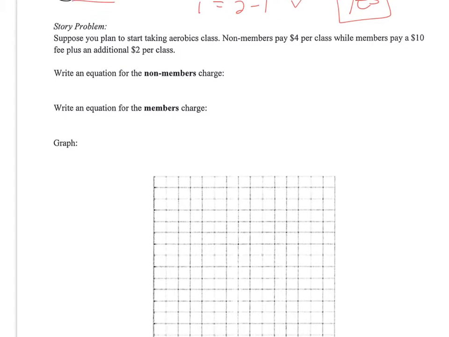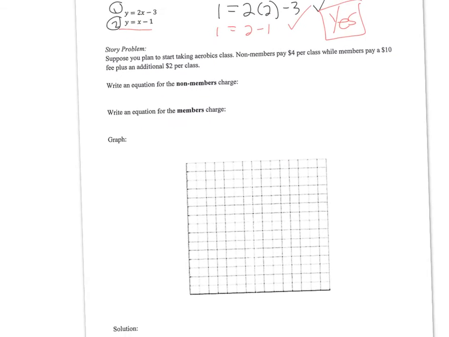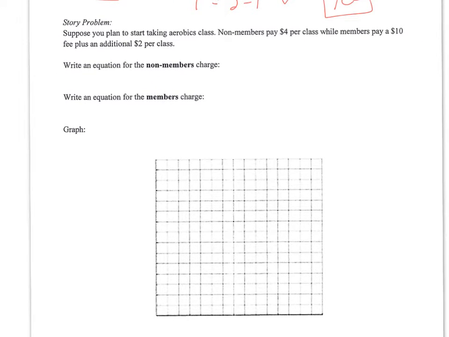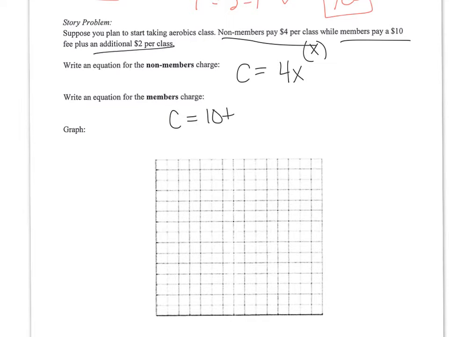Sometimes, the reason we have systems is for word situations, so real-life situations. So if I'm going to take an aerobics class, non-members cost $4 a class. So the cost, you could do cost or C, or you could do f of x, or you could do y. So cost equals $4 per class. We're going to let x be classes. Whereas members pay $10 plus $2 per class.